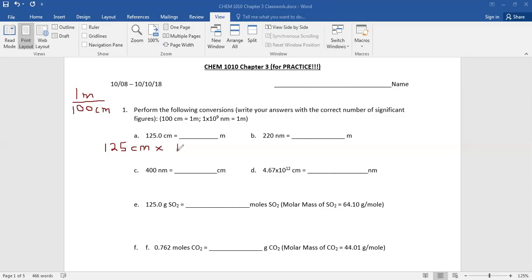So I'll multiply 125 centimeters times my conversion factor. The centimeters cancel. You do the math. 125 times 1 is 125. Divided by 100, you get an answer of 1.25 meters.